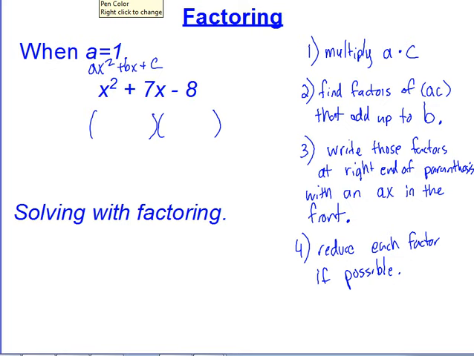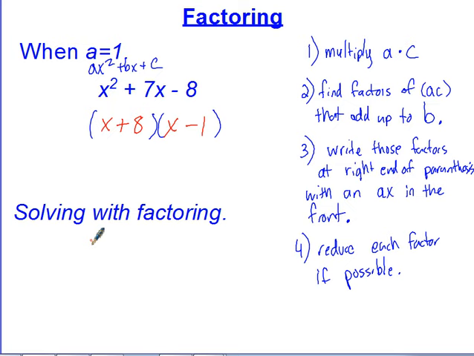Does everybody agree that a positive 8 and a negative 1? Now notice it says write those factors at the end of the parentheses. Does everybody agree that's what I just did? And it also says write an ax in the front. What was my a again though? 1. So would I write 1x, or do I have to really write the 1? It's really just an x.